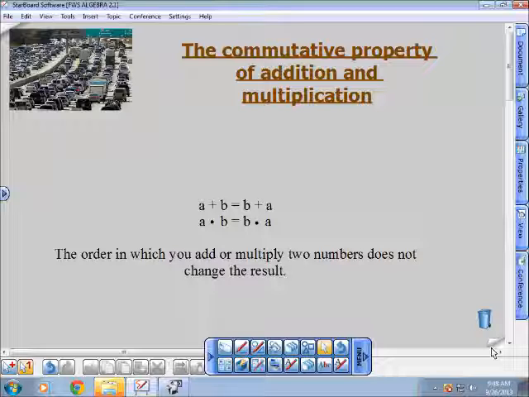So basically, though, it really doesn't matter which order you go in. You can move those around. You can commute those. You can move them. Okay? All right.